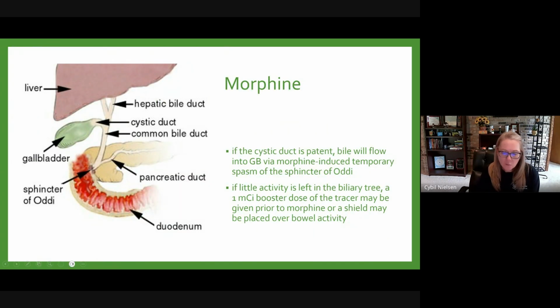All right, so how does the morphine work? It actually works on the sphincter of Oddi. So right here in between the common bile duct and the duodenum, there's a sphincter there. And the sphincter of Oddi will constrict when you give morphine. And so that'll cause a backflow as the mebrofenin's coming down, it'll cause it to backflow into the gallbladder.